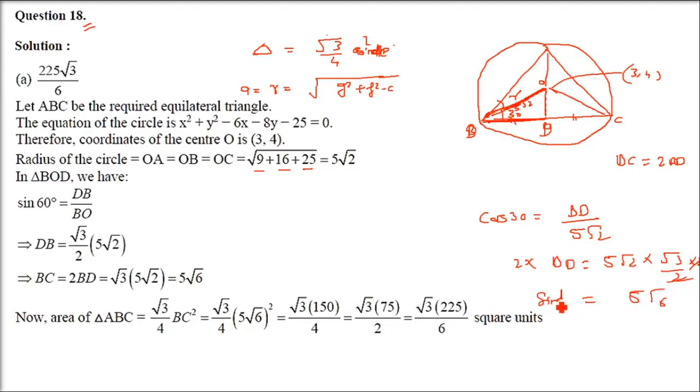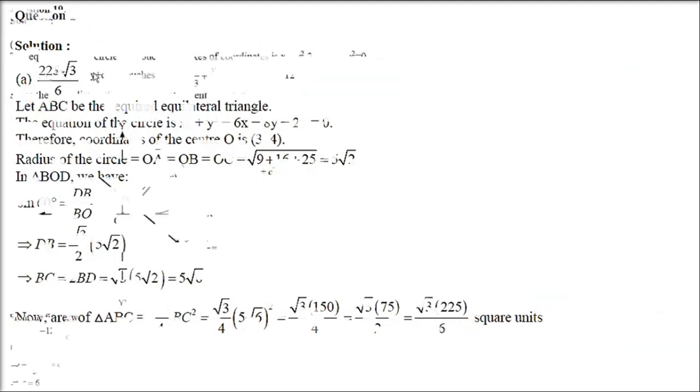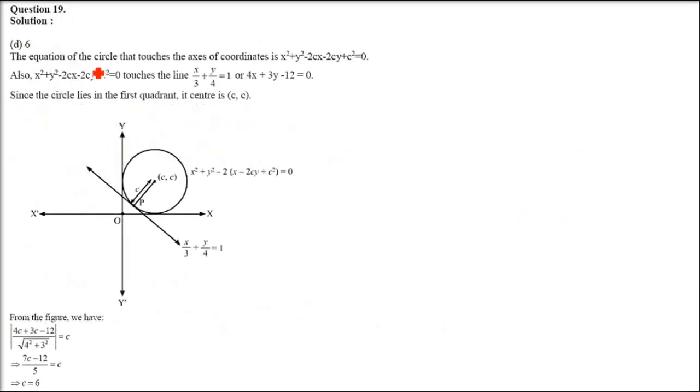This side has come now. And for the area, root 3 by 4 into 5 root 6 whole square. So this will come root 3 into 225 by 6 square units. So A is the correct option.